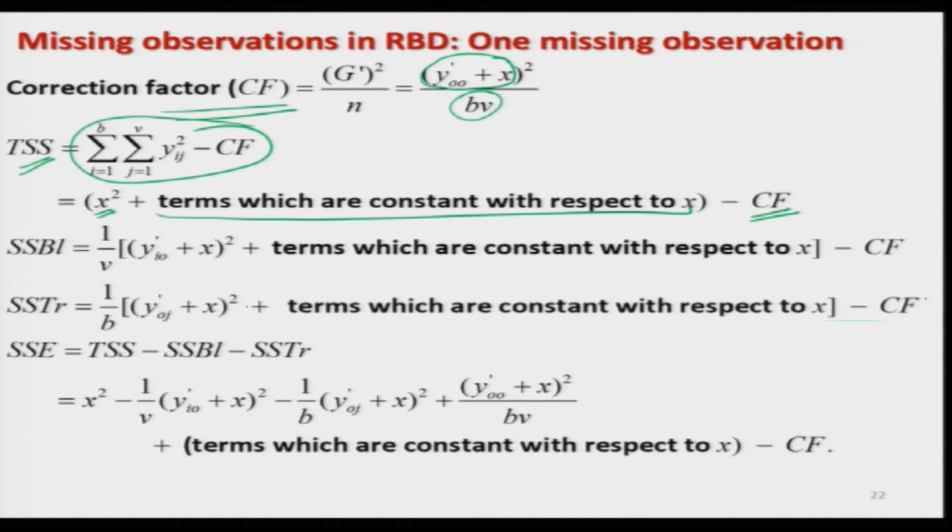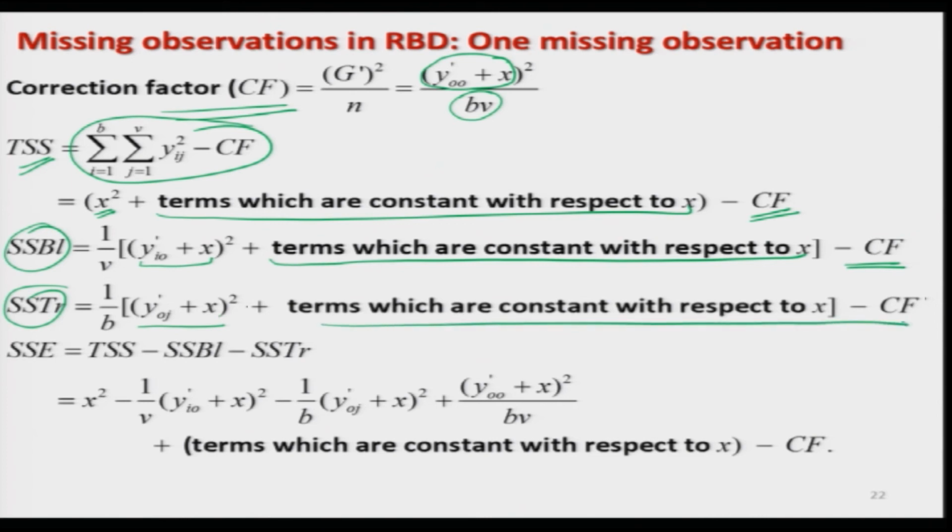Similarly, the sum of squares due to block can be written as (y'_i0 plus x) whole squared, which is the term containing x, plus all other block totals in which there is no x. That is going to be constant when we differentiate with respect to x, minus the correction factor. The sum of squares due to treatment will become 1 upon b times (y'_0j plus x) whole squared, plus all the terms which are constant with respect to x, minus the correction factor. Then SSE is simply going to be TSS minus SS block minus SS treatment, which is just obtained here. So, this is what you have obtained.